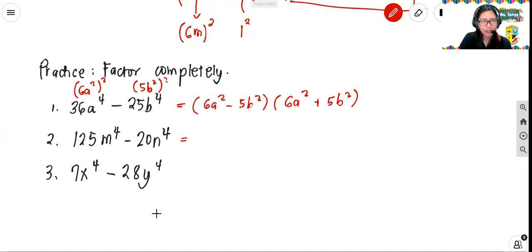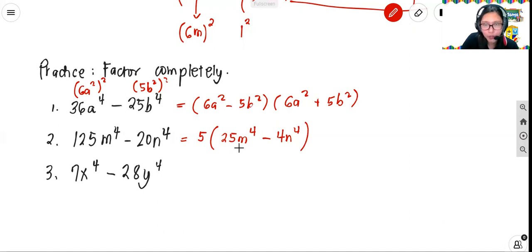So here we have 125 and 20. And as you can see, 125 is not a perfect square, neither is 20. But if we look at it, they have a common factor of 5. So let's try to bring out 5 first. So factor out 5, and then we'll get 25n to the fourth minus 4n to the fourth.